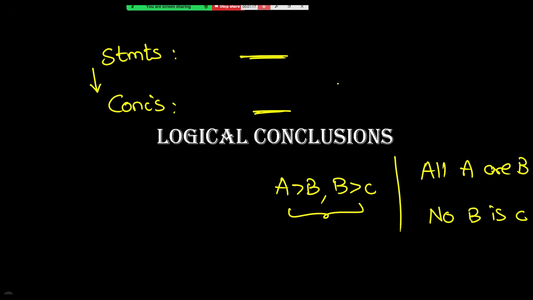Which is definitely true is what we need to consider. We have to read the statement, we have to understand that, and whatever is definitely true, damn sure true with respect to the given statement, that only we have to consider as a conclusion. Logical conclusions is all about that. This is a syllogism concept, one model, and statements and conclusions is a different thing.